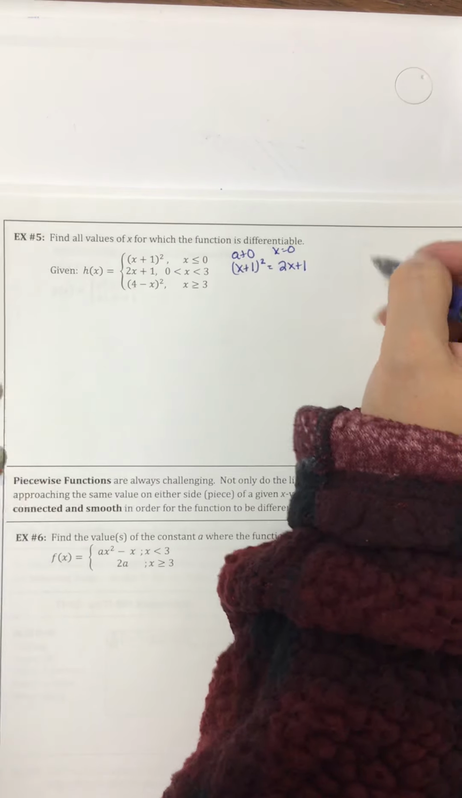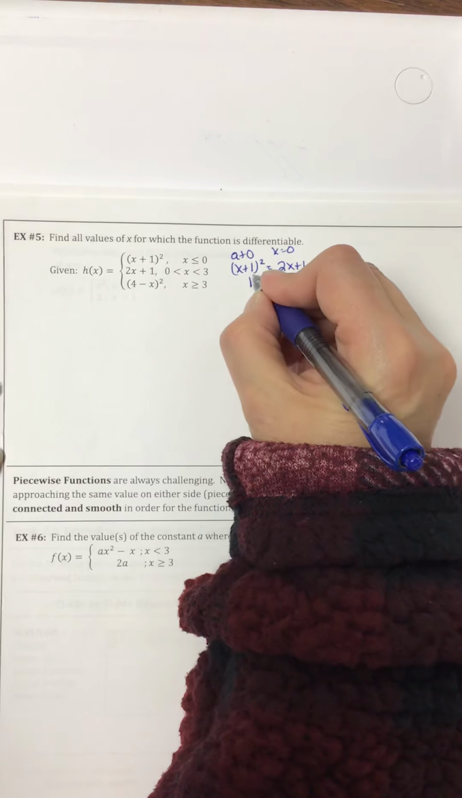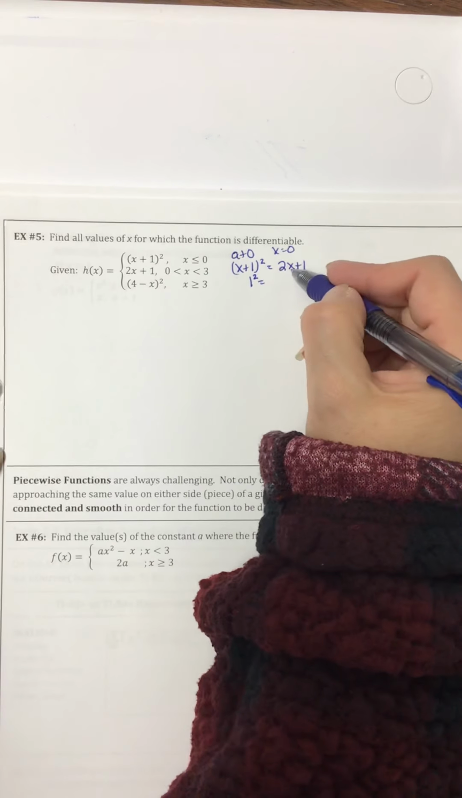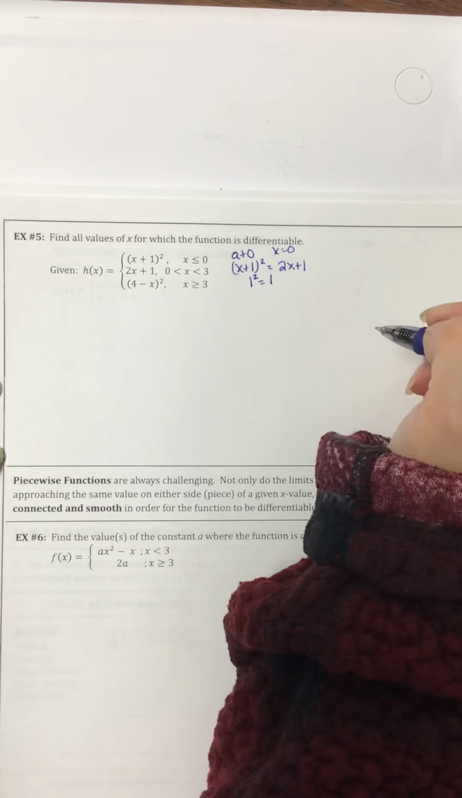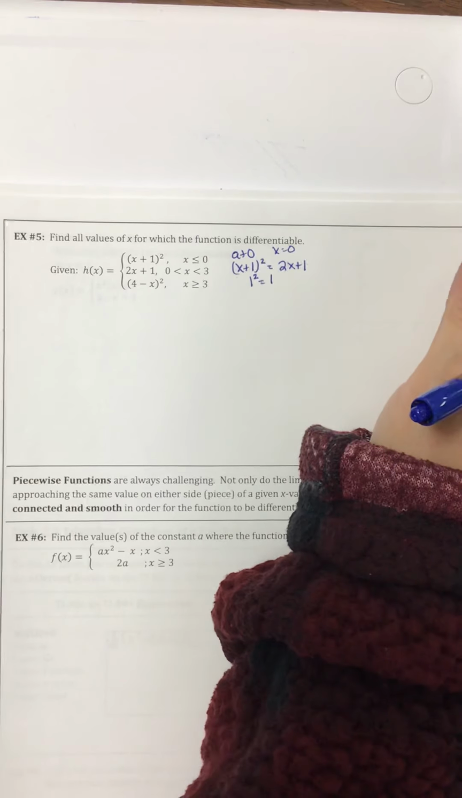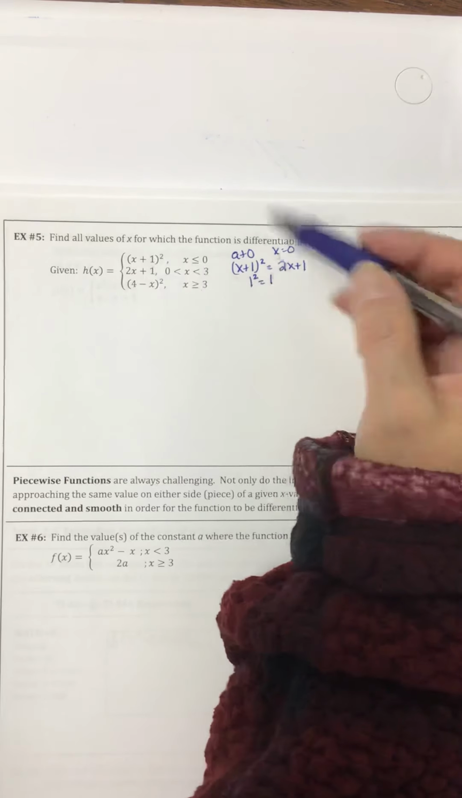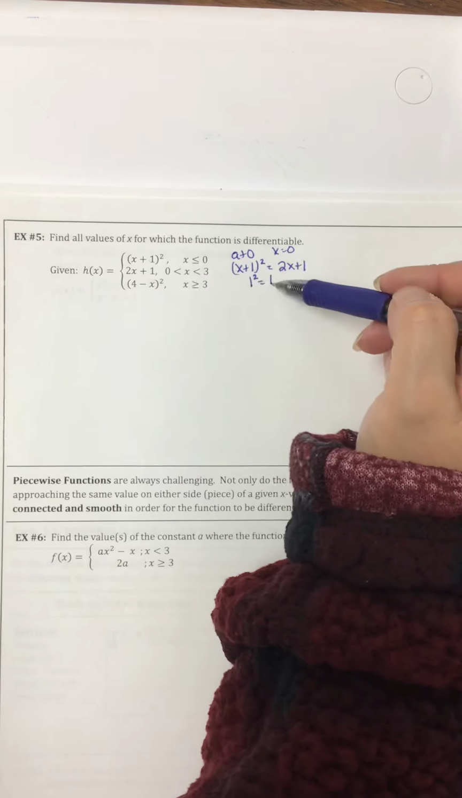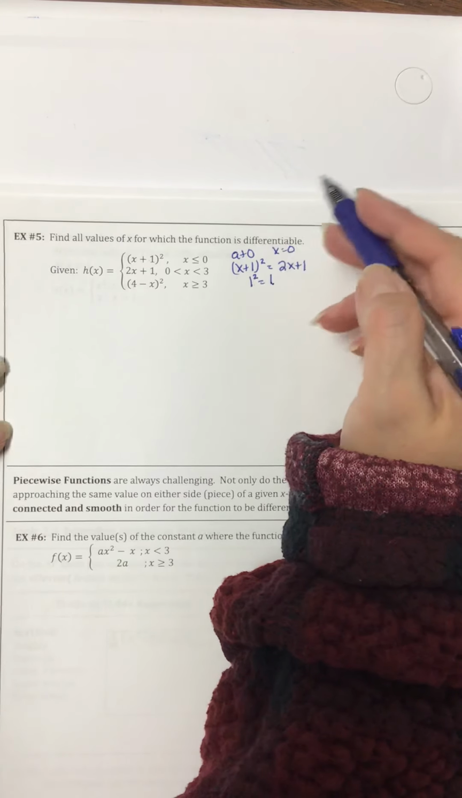So let's see if this is true. If we plug in 0, we'd have 0 plus 1, which is 1 squared. And here you'd have 2 times 0 is 0 plus 1. So is it continuous there? Is the left side equal to the right side? Yeah, because when this is 0, it's equal to 1. And when this is 0, it's also equal to 1. So it's continuous at x equals 0.